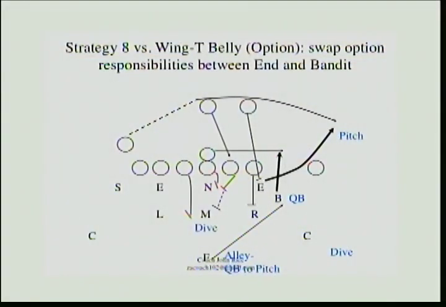Once in a great while, we can use this to the boundary. We might do this. If we get a steady diet of belly option, we can have the end arc out to the pitch man and we can have the backer take the quarterback. And it's just a swap. Now, if we do this, we're going to do it to the boundary and we're going to make sure that we work it hard in inside drill and team as well.